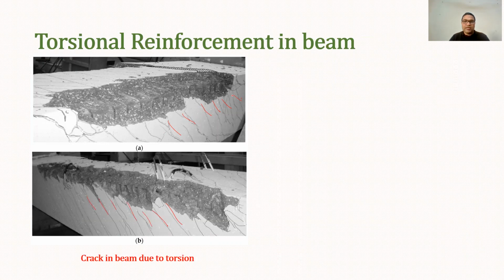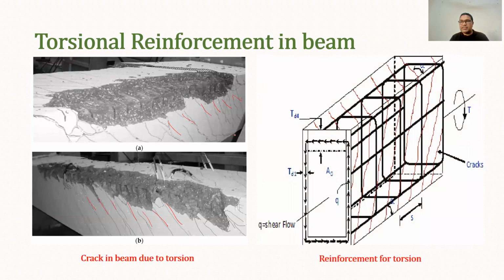Now, to provide reinforcement to resist these spiral cracks, we generally provide two types of reinforcement. One is along the length of the beam. You can see this bar is along the length of the beam, and this is along the cross section of the beam. So these are the longitudinal bars and the stirrups. Generally we provide two types of reinforcement to resist the torsional effect.